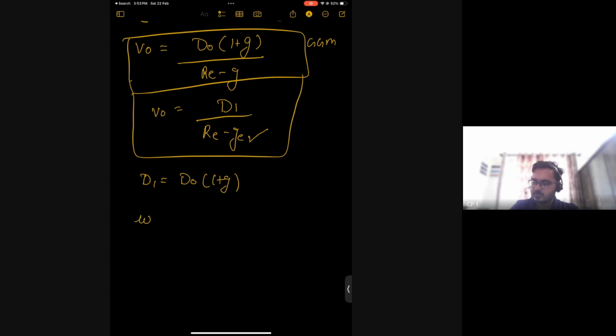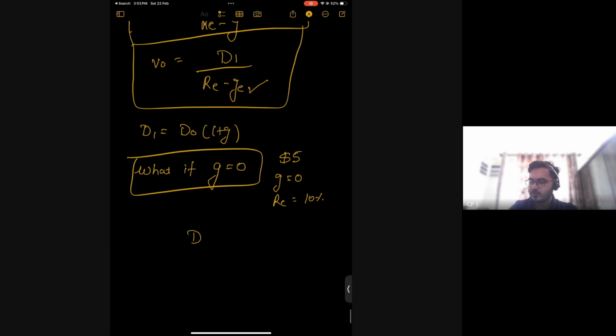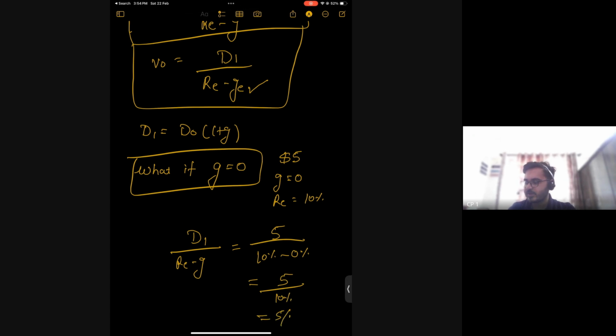What if G is equal to 0? There is no growth, which means you get the same dividend every year. A dividend of $5 paid every year, and the growth is 0, and RE is equal to, let's just say, 10%. So now if I just put it over here, it will become D1 by RE minus G. D1 is going to be $5. RE is going to be 10%. Growth is 0%. So the price here will be 5 by 10%, which is 5 by 0.1, which is equal to 50. So that's how you can fundamentally calculate the prices of anything which has an infinite life.